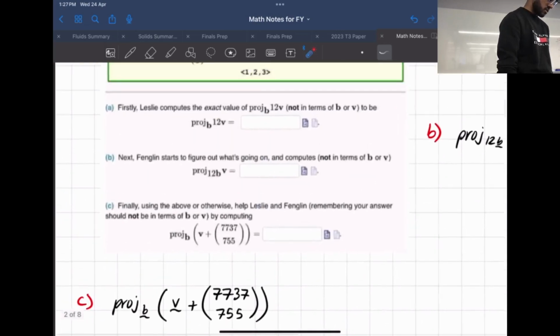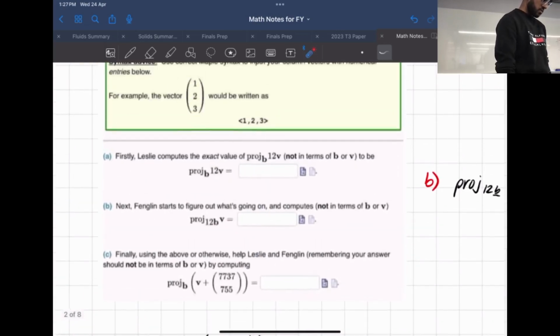Okay, next. Part B. I'll actually give a bit of insight into why it's going to be times by 12. I'll do it after this part B. What do you guys notice for part B if you've done it? It's the same, right?